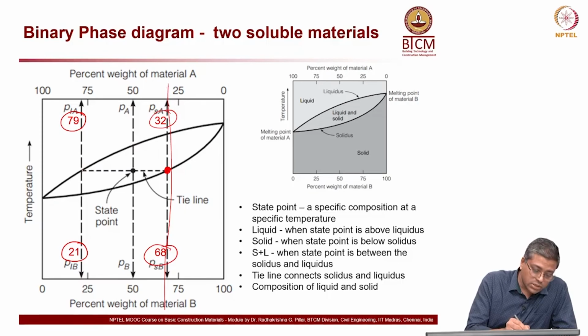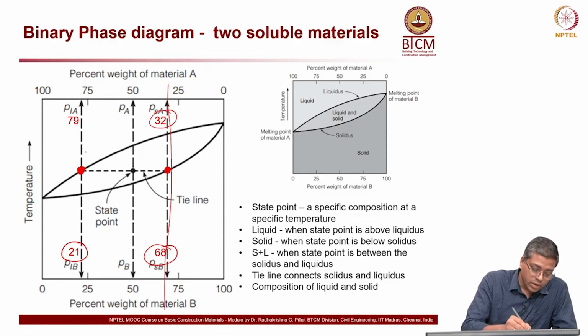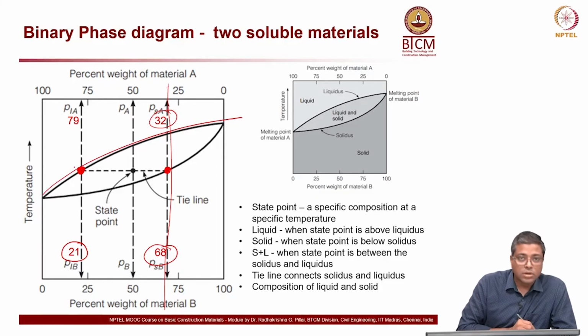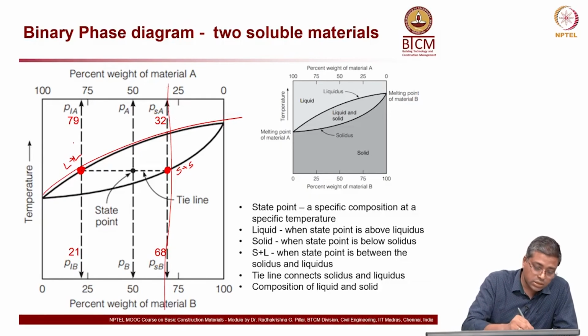So the first case was here. If I take this point, I can say that point has 79% of the liquid phase, because this is my liquidus line, and 21% of material B in the liquid phase. So both are liquid plus liquid here, and here if I take this point, both are solid plus solid here. I think that's clear now.